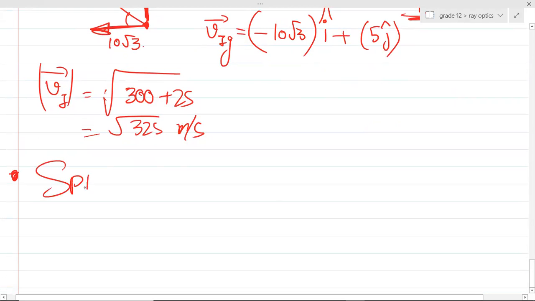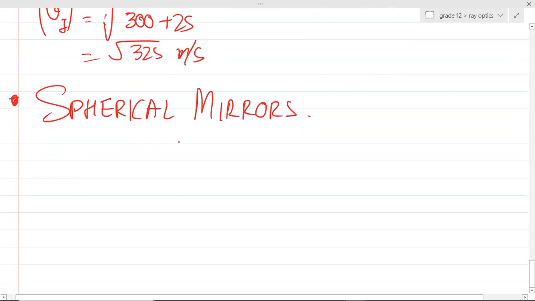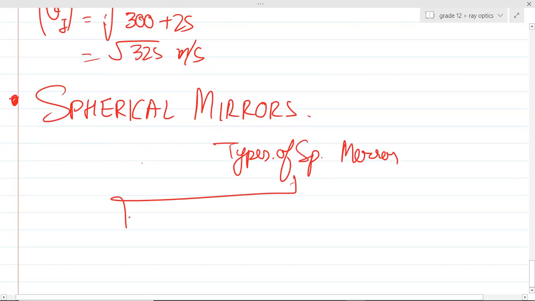Now let's talk about the next section in case of reflection, which is basically what? Spherical mirrors. Now there are many kinds of mirrors, guys. But how do you make a spherical mirror? You take a hollow sphere, cut one part of it and paint the other side, and you'll get a spherical mirror, right? So there are generally two types of spherical mirrors. There are basically concave mirrors.